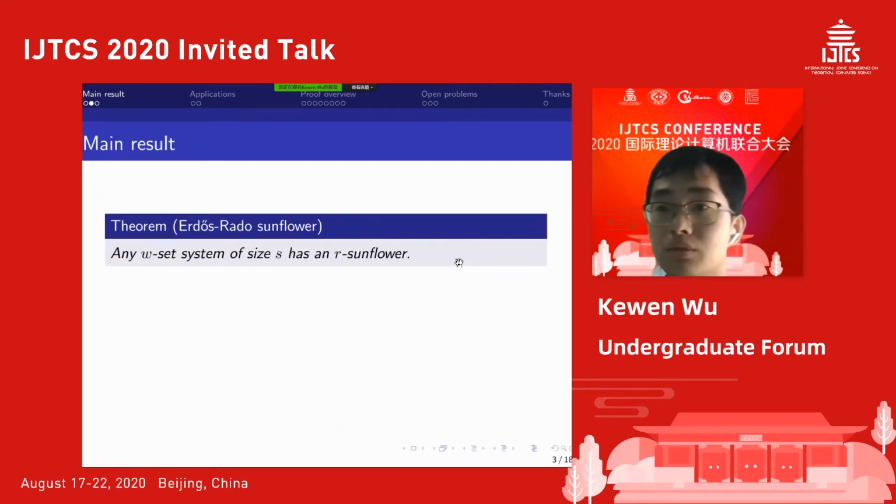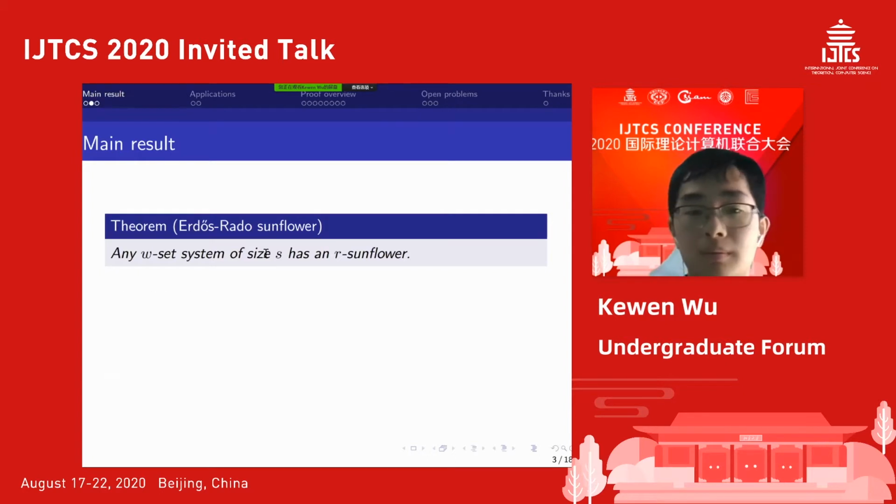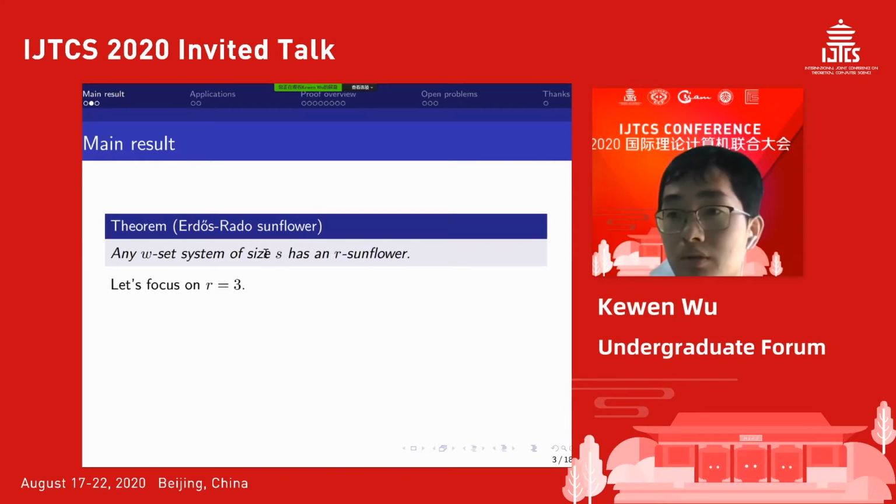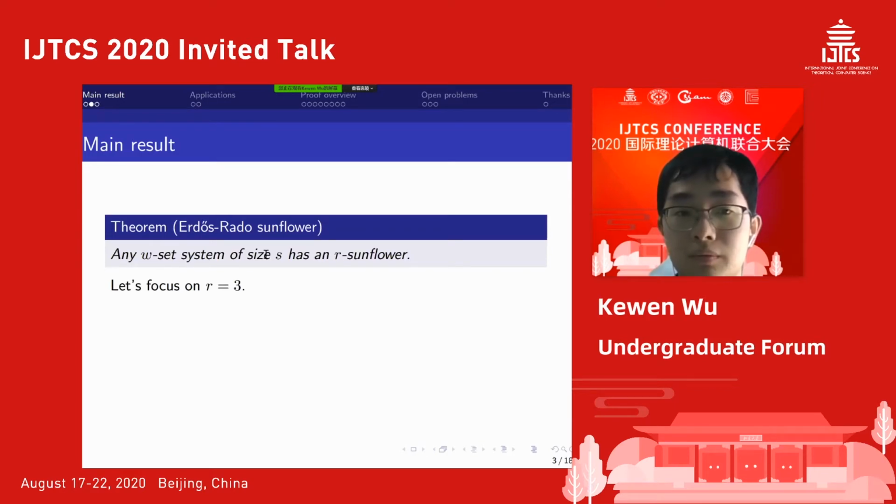So now let me introduce our main result. It is about the Erdős-Rado sunflower lemma. We prove that any W set system of size S has an R sunflower. Here we will focus on the bound on S. Let's focus on R equals 3, and let me first give an informal bound for this case. And I will give our accurate bound in the next slide.